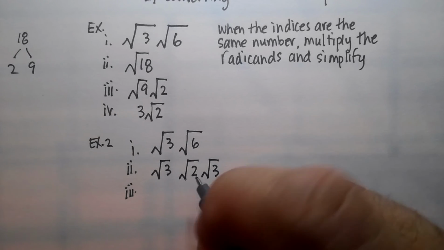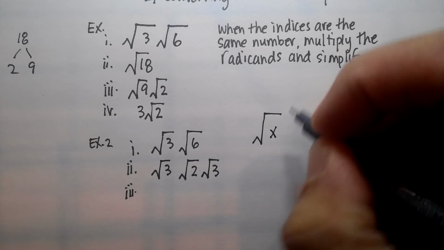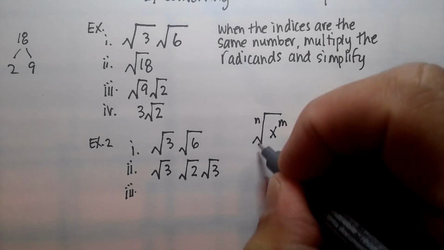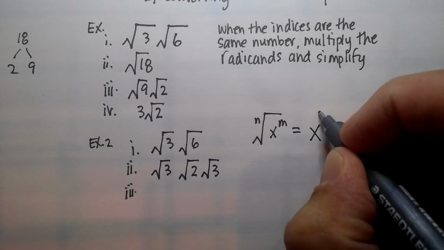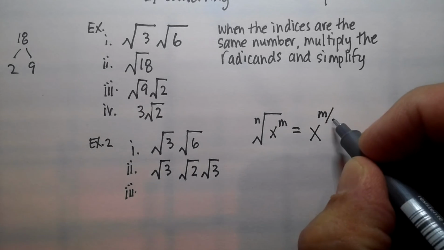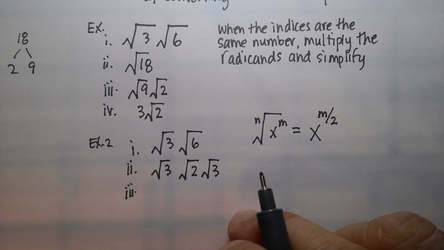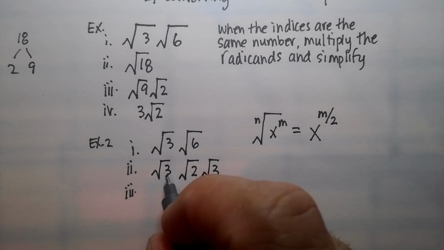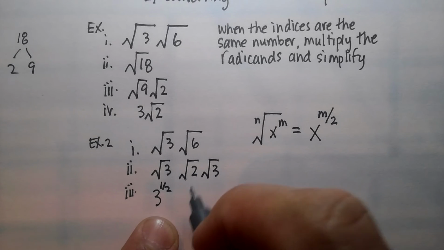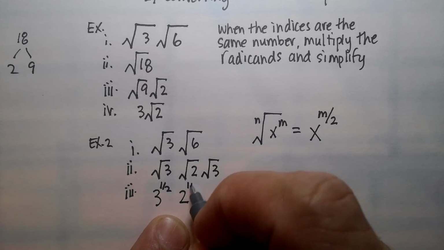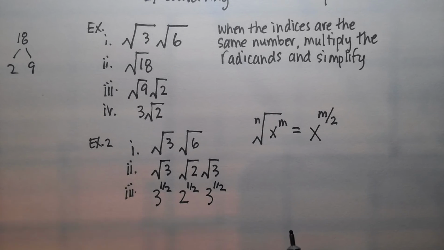And remember how you do that? Let's just call this m. We'll call the index n. And the way you do that is you take the exponent and you put it over the index. And then you have a fraction as an exponent, which is the same thing as what this is, just in a different form. So here what we have is 3 to the 1/2. Here we have 2 to the 1 over 2. And here we have 3 to the 1 over 2.